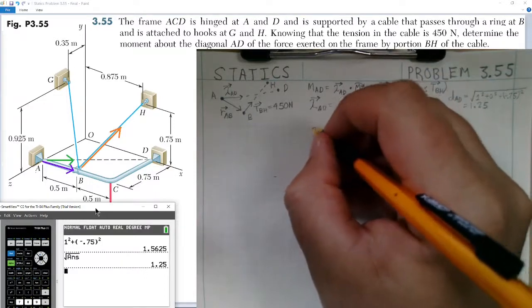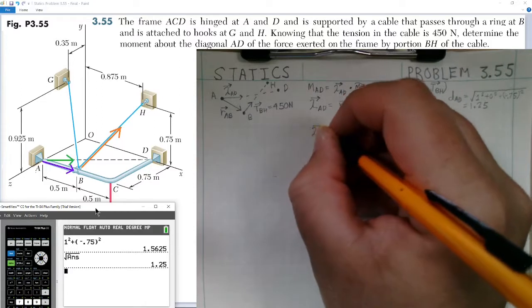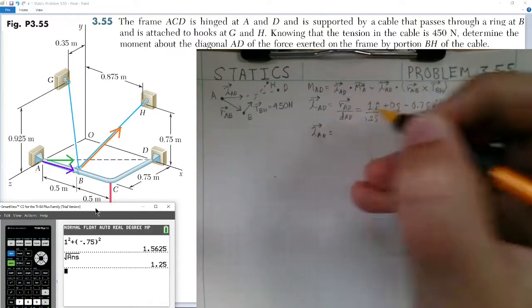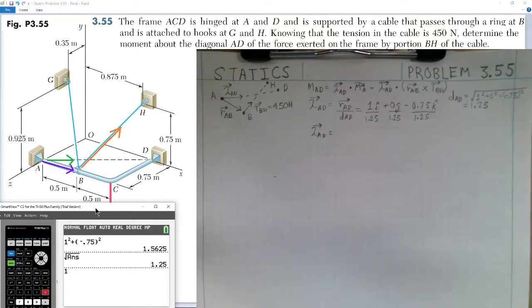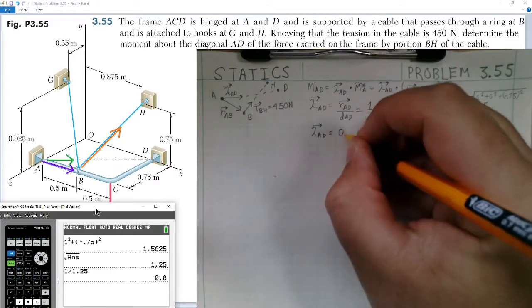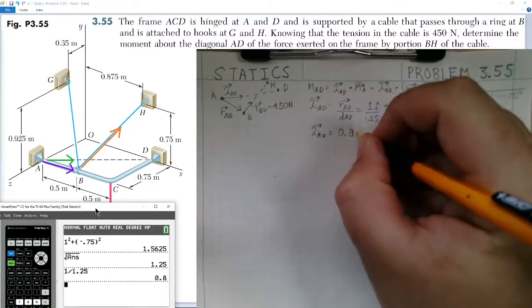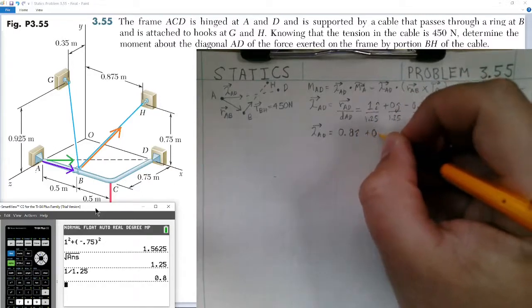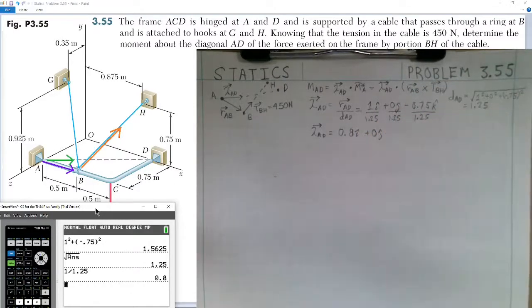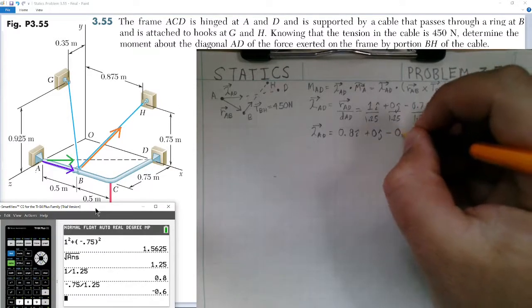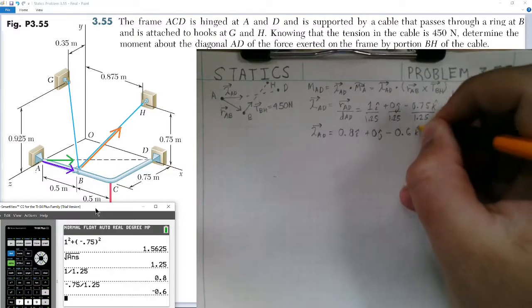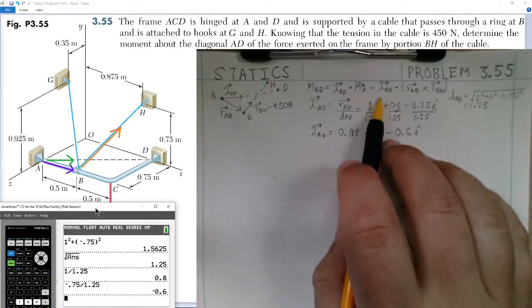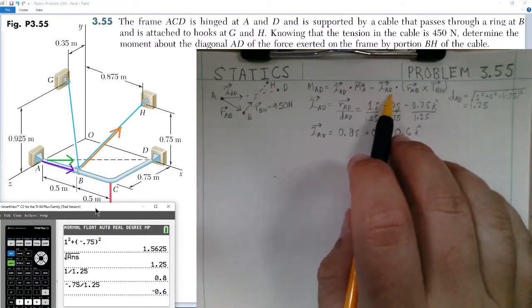And our unit vector going from A to D is going to be, when we divide 1 by 1.25, 0.8 i-hat plus 0 j-hat, and then negative 0.75 divided by 1.25 is negative, so minus 0.6 in the k-hat direction. So we already have our unit vector going from A to D. That's good to know.